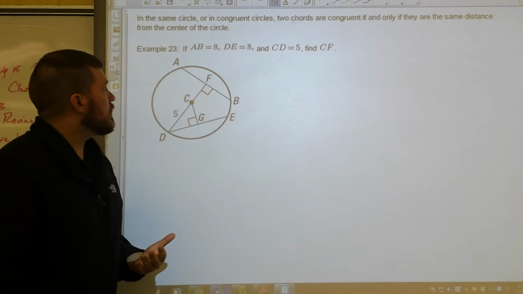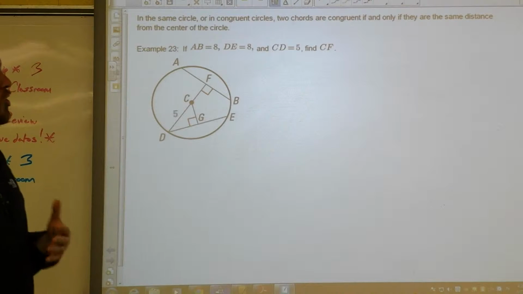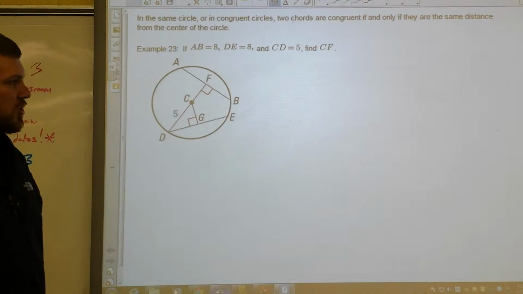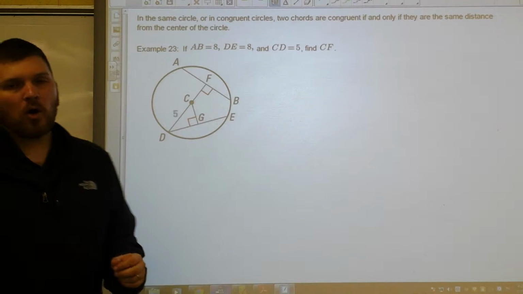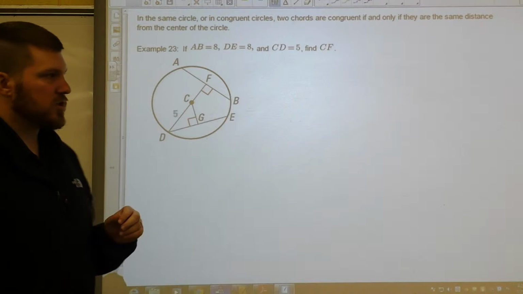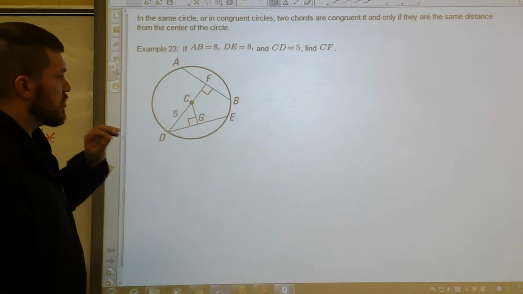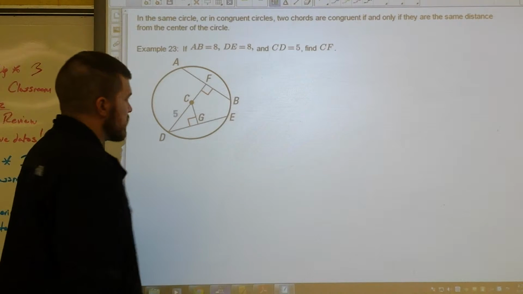Okay, another rule. In the same circle and congruent circles, two chords are congruent if and only if they're the same distance from the center of the circle. Distance is always perpendicular. So you should see a little box, which we do see those little boxes in example 23. So again, we're measuring distance.